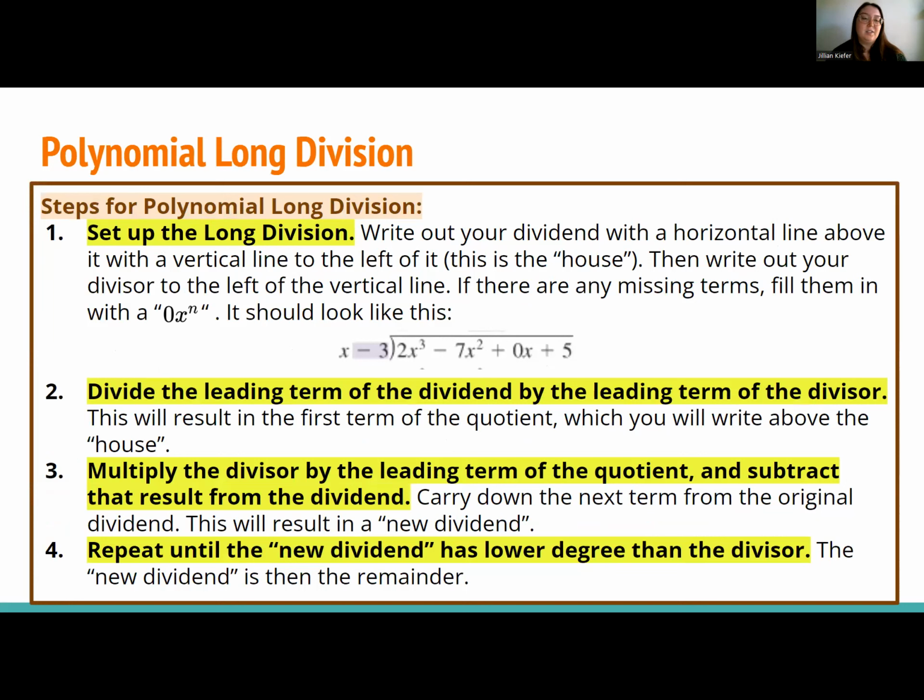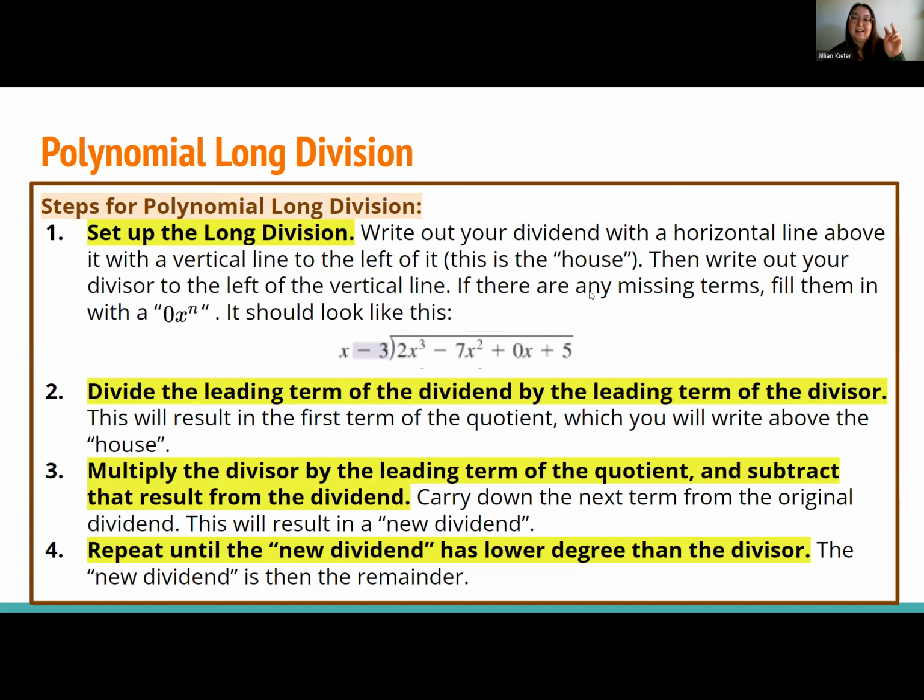So polynomial long division, we have 4 steps here. Step number 1 is that you need to set up the long division problem. You would write out your dividend, the one being divided, with a horizontal line above it and a vertical line to the left of it. So we see that we have a little example here. If you have 2x to the power of 3 minus 7x squared plus 0x plus 5 as your dividend, you would draw the line above the whole term, and one to the left. You can make it a little curvy like this one here, or you can just write straight down, up to you.